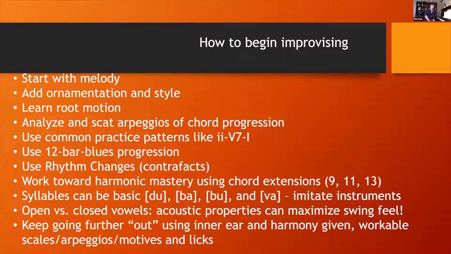You can also use open versus closed vowels, and this is something I discovered on my own. The acoustic properties of the vowels can maximize your swing feel, and Ella Fitzgerald knew this on some level, some foundational, fundamental level. She knew it and instinctively did it. So if you listen to her scatting, a lot of the time, not always, the open vowels fall on the offbeats, which are the part of the beat that we're trying to bring out. We're trying to accent the offbeats, so use an open vowel, because acoustically, the volume is greater already without our having to try to force that to happen. And use a closed vowel on the downbeats, which we're trying to de-emphasize. So, do, va, do, va, do, va, do, va, do, va, do, va.